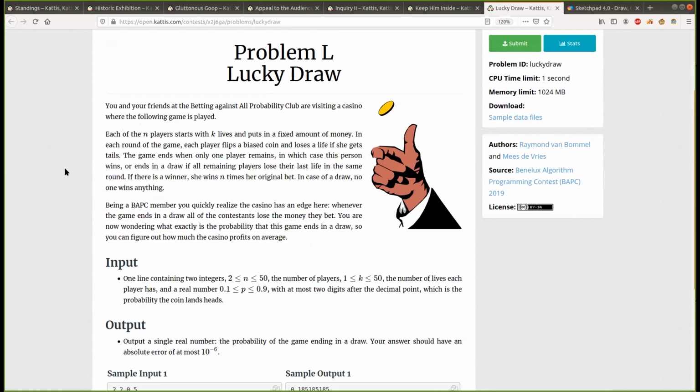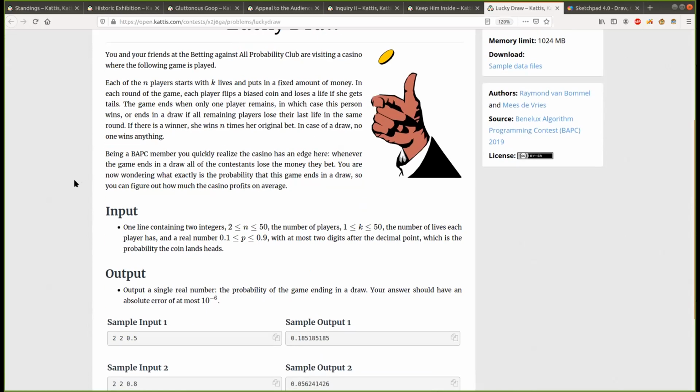And then if more than one person loses their life in the last turn, then the casino wins. And if exactly one person is left, then they win. So the question is, you want to know the probability that the casino wins. In other words, what's the probability that when they all run out, at least 2 of them will run out at the same time. So in the problem, we're given n, we're given k, the number of players and number of lives that they all start with. And we're also given the probability that a coin flips heads.